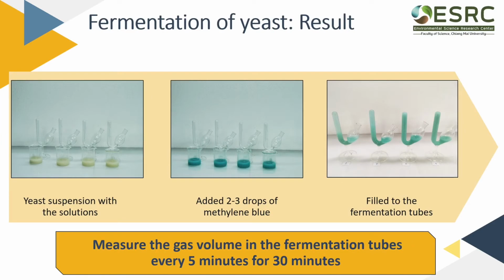The yeast suspensions mixed with the other solutions were prepared before adding 2 to 3 drops of methylene blue. Then, the mixed solutions in the beaker were filled into the fermentation tubes, left at room temperature, and the gas volumes in the tubes were measured every 5 minutes for 30 minutes.